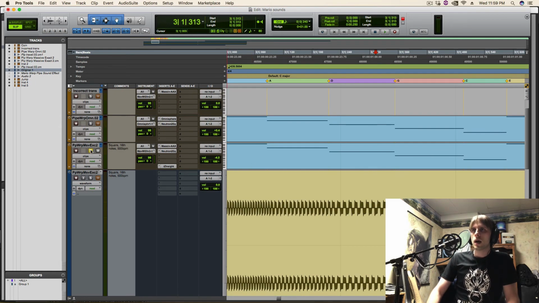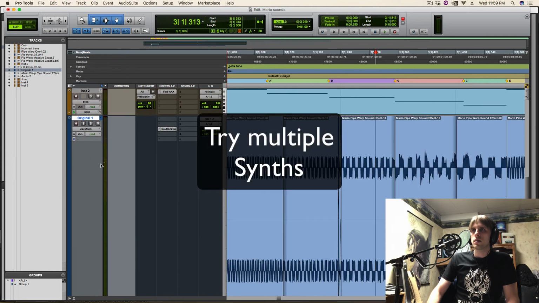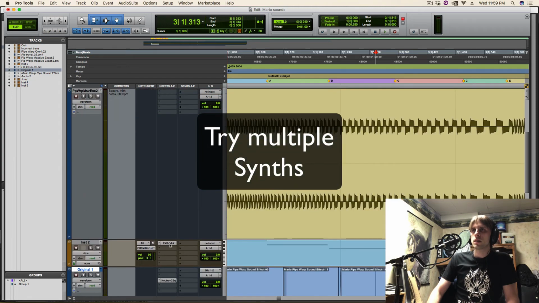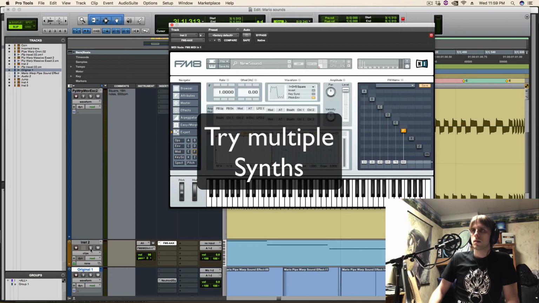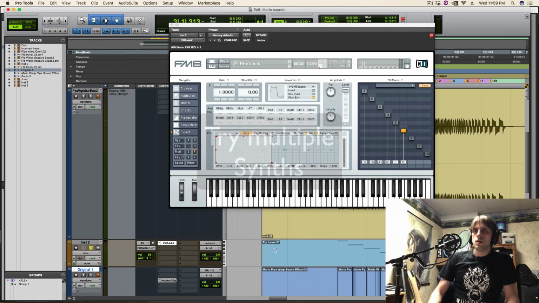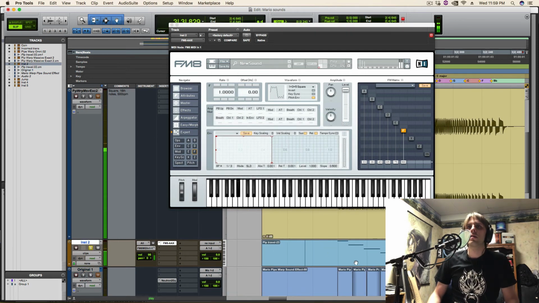So let's listen to how some of the others turned out. So here is FM8. That's another Native Instruments plugin. Let's see how this one fared. Those are the same notes. See how different they sound?